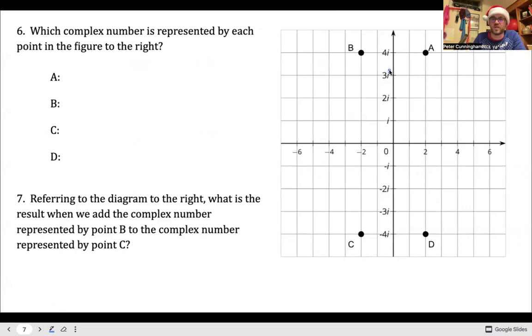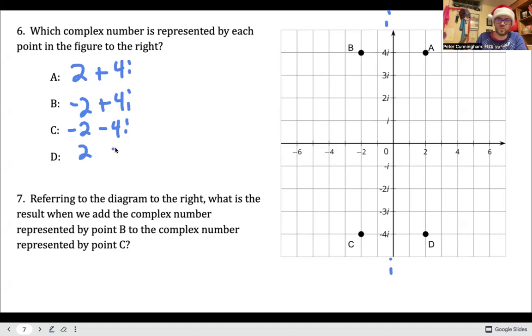Complex number represented by each figure. So imaginary numbers are like your y-axis in this case. So A would be 2 plus 4i. B would be -2 plus 4i. C would be -2 minus 4i. D would be 2 minus 4i.